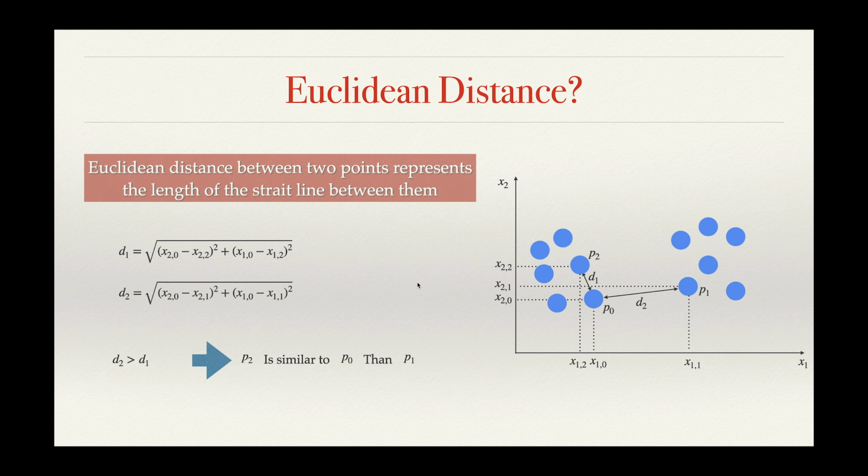If we look at the similarity with respect to Euclidean distance, we have D1 here, which is the distance between point 0 and point 2, and here, for example, the distance between point 0 and point 1. Of course, D1 is smaller than D2. That's why P2 is more similar to P0 than P1. As a very simple way to do the clustering here, we put a threshold. If the distance is smaller than this threshold, then it would be group A. If it's bigger than this threshold, then it would be group B.